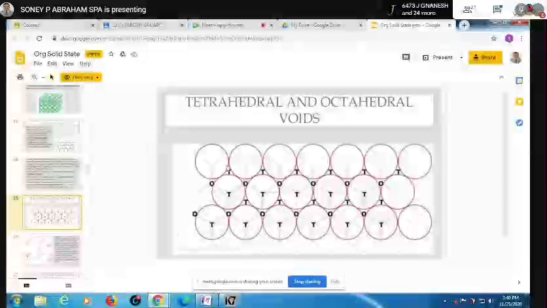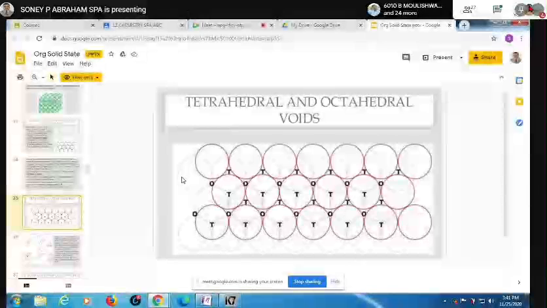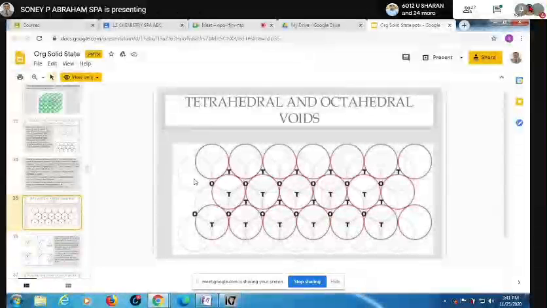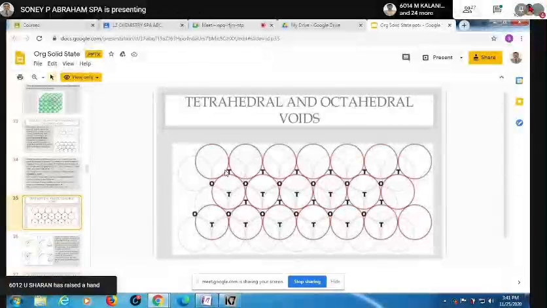If I am placing the third layer over the tetrahedral void, then I can say that the first layer will be similar to third layer. Let me consider this as the first layer. This is second layer. If I place the third layer over the tetrahedral void, it will be aligning with the first layer. Okay. And if I place the third layer over the octahedral void, first layer will be different from the second layer and the third layer will be different from the second layer.